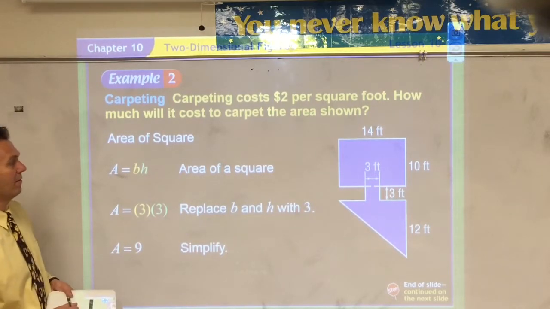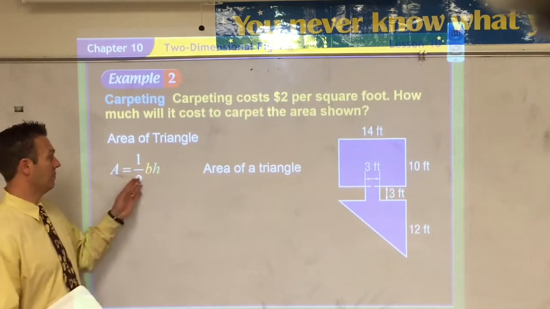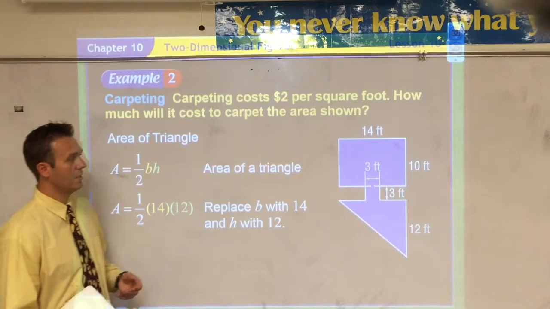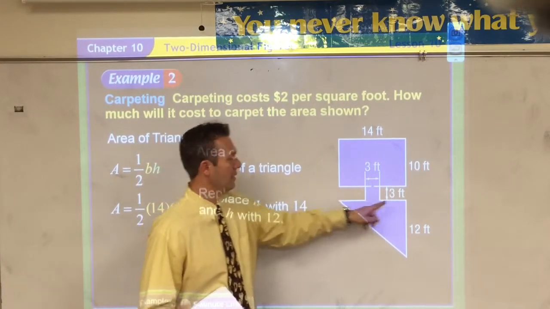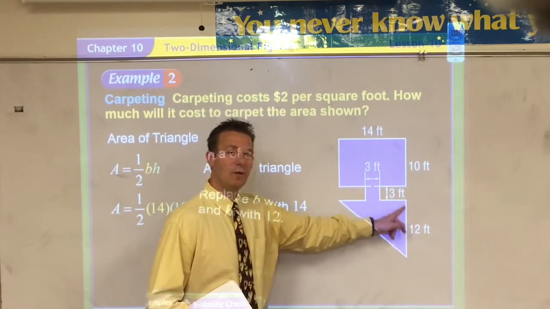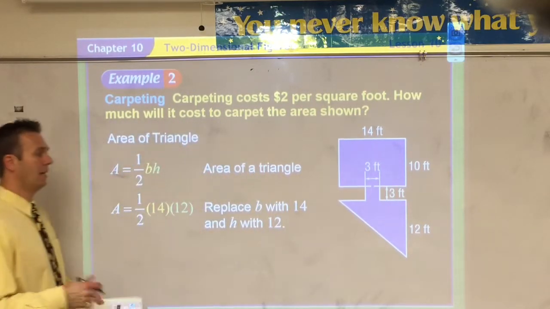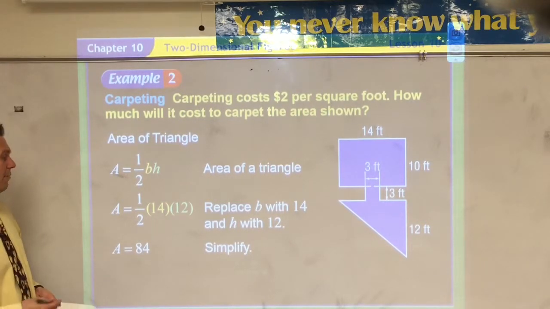The last thing we have to find is the area of the triangle. Formula for area of a triangle is base times height divided by 2, and we get 14 and 12. Where did those numbers come from? The base is 14 and the height is 12. How do we know this is the height? Because right here is a 90-degree angle, if you can see that. They should have labeled it, but they didn't. But anyway, you multiply 14 times 12 and divide it by 2 and you get 84.